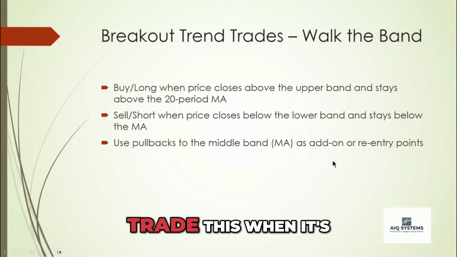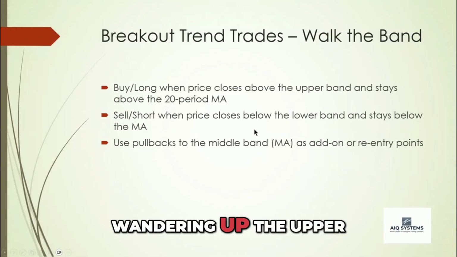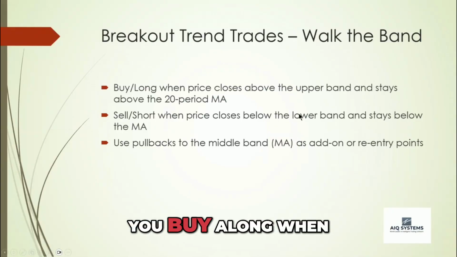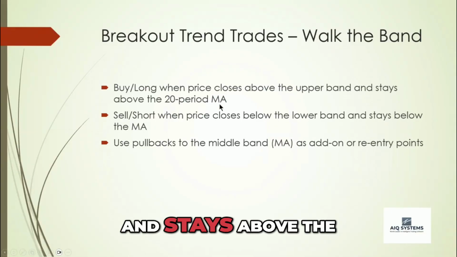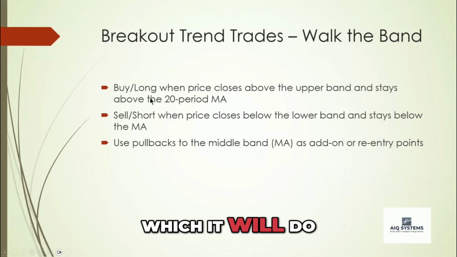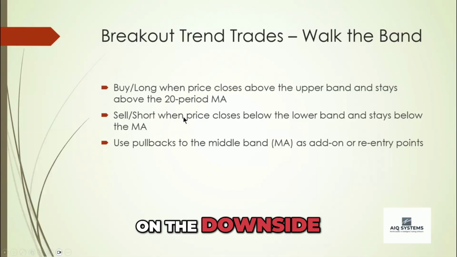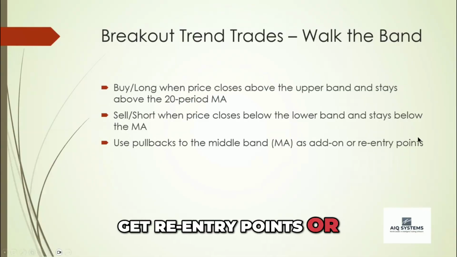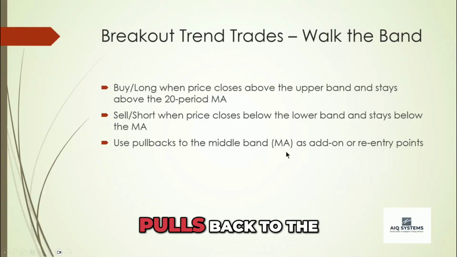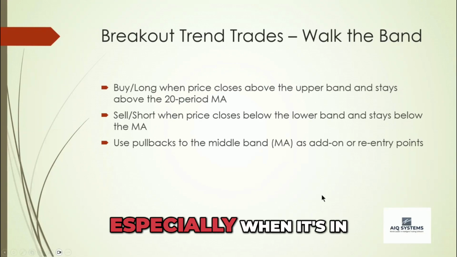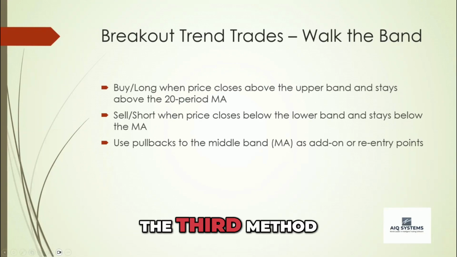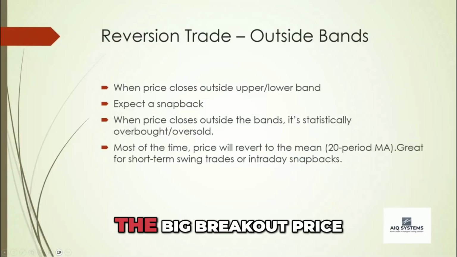So how do we trade this? When it's wandering up the upper band or the lower band, you buy long when the price goes above and stays above the 20-period MA, which it will do for a sustained period. And the reverse is true, of course, on the downside. And you can also get re-entry points or even take money off the table as it pulls back to the MA band. So there's a definite way of seeing that. You see that happening, especially when it's in a trend. The third method, of course, is the big breakout.